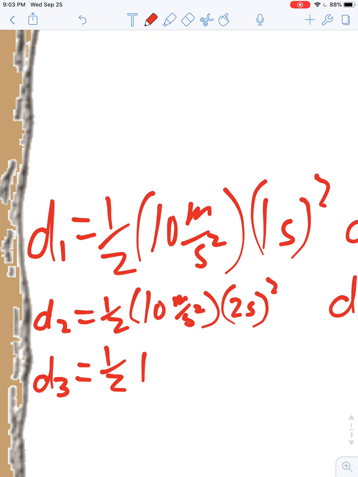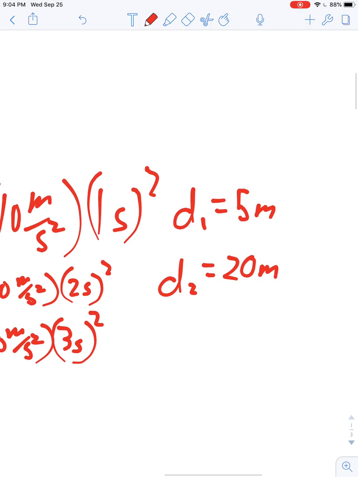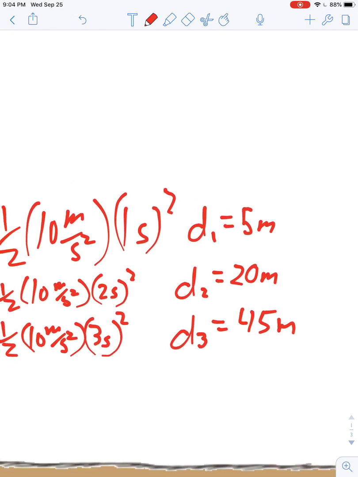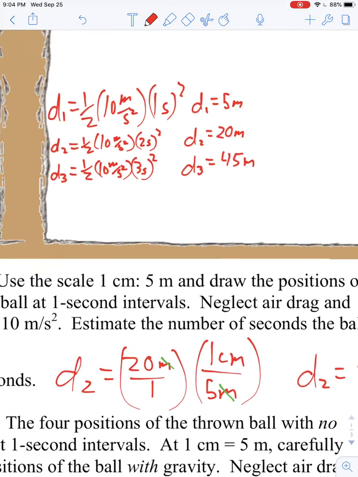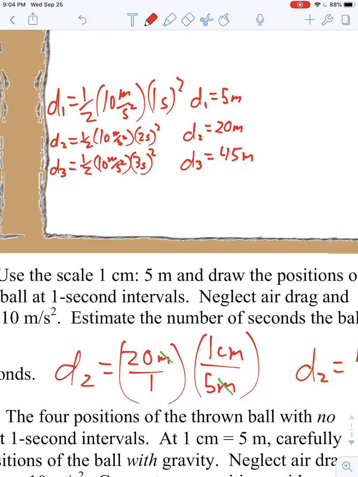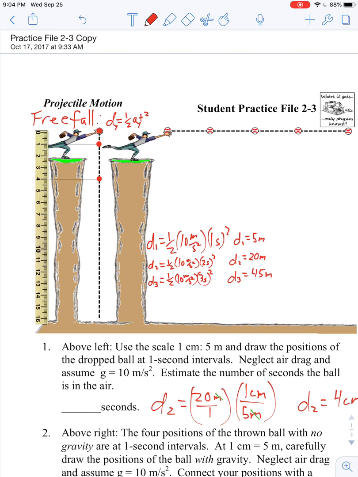So 1/2 times 10 meters per second squared times 3 seconds squared. Half of 10 is 5, 3 squared is 9, 9 times 5 is 45, so D3 will be at 45 meters. And again, because my scale is 1 to 5, just like I did down here with the 20, I just divide the 5 into the 20. So I'm going to divide 5 into 45, which is 9 times. So that's equivalent to 9 centimeters.